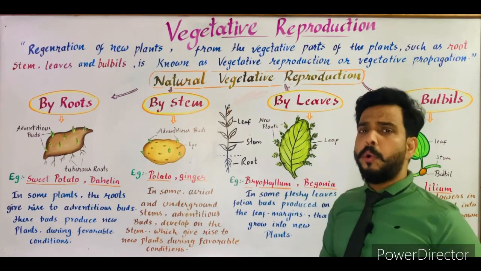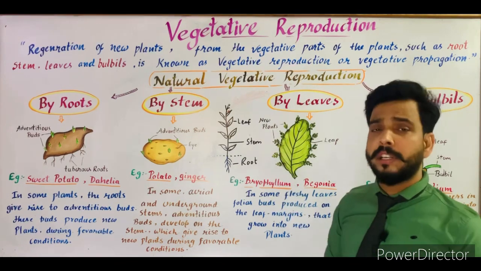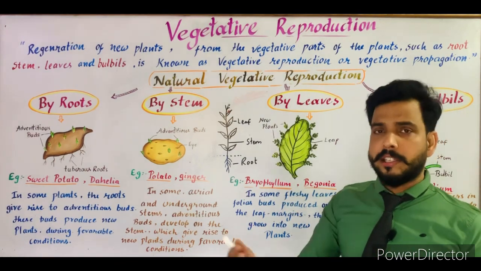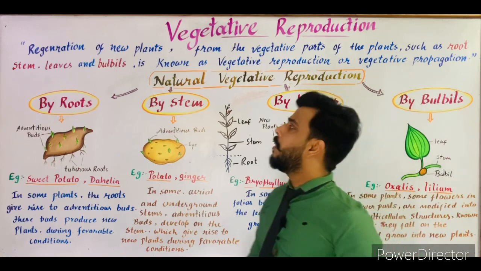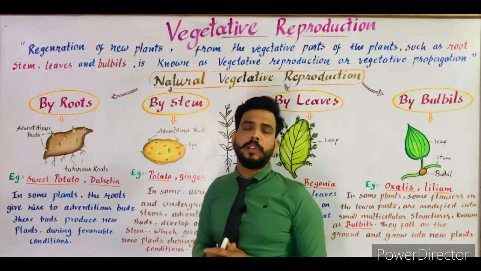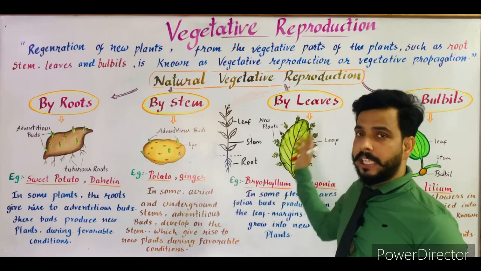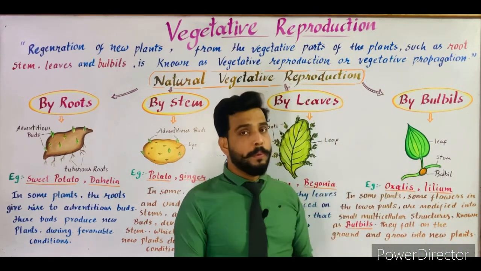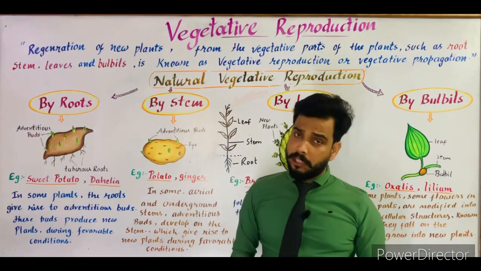There are four main types of natural vegetative reproduction. I'll describe them one by one. Number one, vegetative reproduction by root. Second, vegetative reproduction by stem. Third, by leaves. And fourth, by bulbils. So number one, by roots.